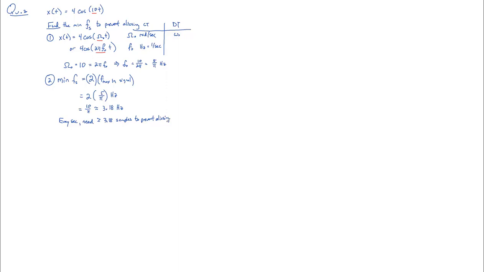If you have at least 3.18 samples, you can recreate this original signal and show that it has a continuous time frequency of omega equals 10 radians per second, or equivalently 5/pi hertz. And if you sample at less than this, then you are going to incorrectly think that your original frequency is less than this. So the answer to the question is 10 over pi.